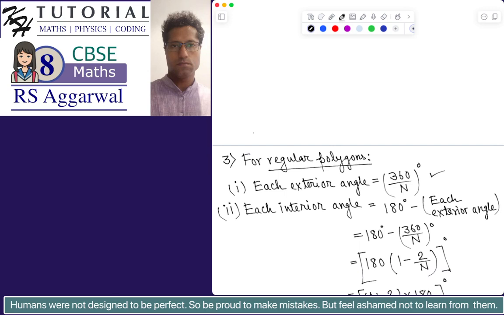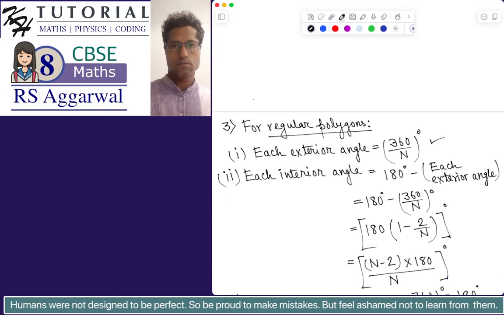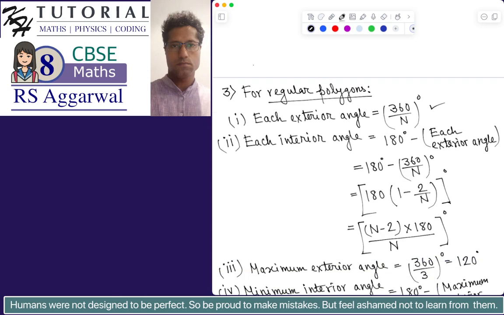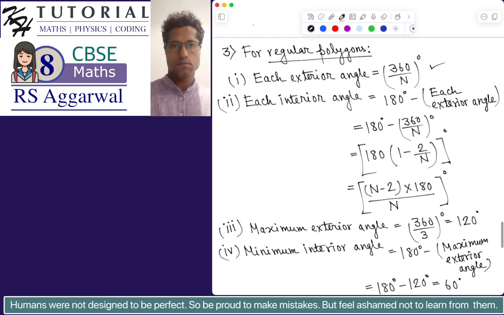Also, each interior angle will be equal to 180 degrees minus each exterior angle. For a regular polygon, as we have discussed, each interior angle is also equal. What will be the value of each interior angle? It will be 180 minus the value of each exterior angle. Each exterior angle we have already seen will be 360 by n. So each interior angle will be 180 degrees minus 360 by n, which if you simplify comes to this formula: n minus 2 whole multiplied by 180 divided by n. This much degree will be the value of each interior angle of a regular polygon of n sides.